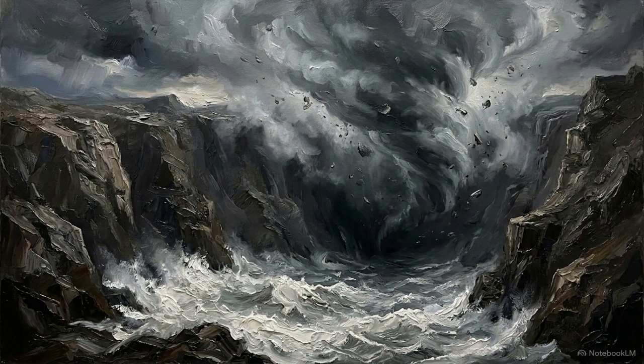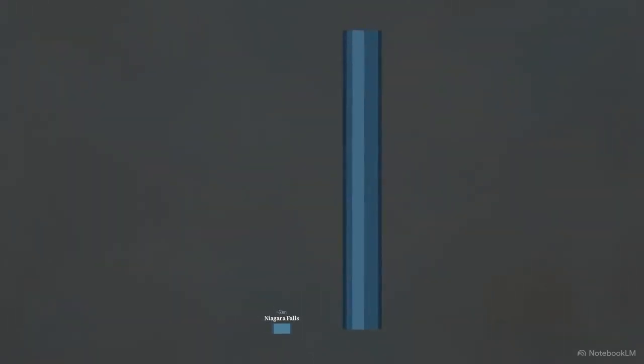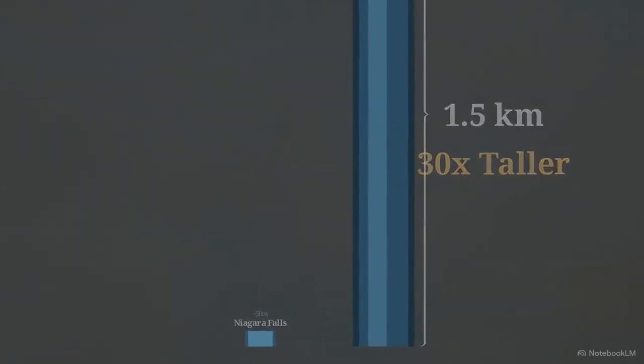As the floodwaters ripped eastward across the basin, they eventually reached a sharp drop-off known as the Noto Canyon near modern-day Sicily. This vertical scale shows the subterranean waterfall formed at the canyon. The water plunged 1.5 kilometers, creating a cascade 30 times taller than Niagara Falls.